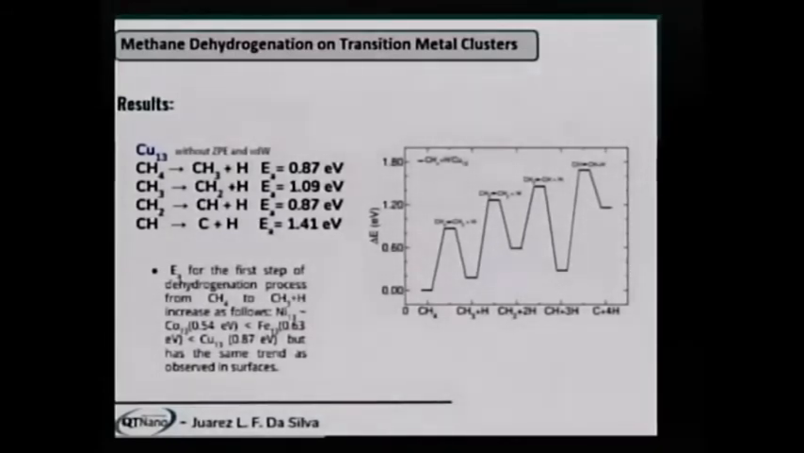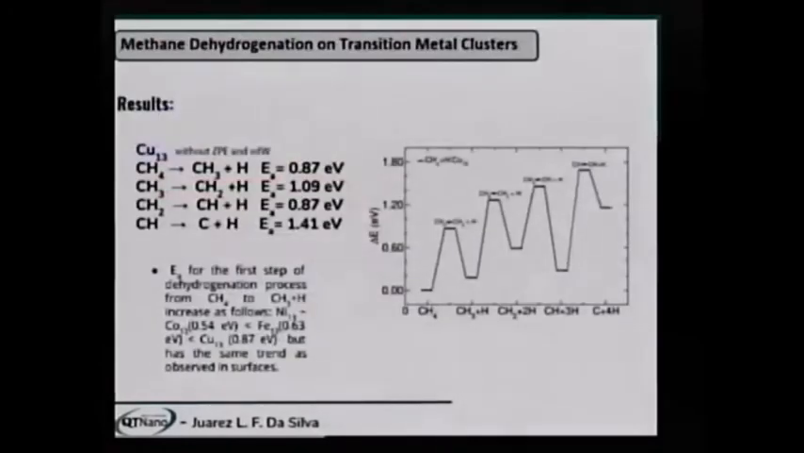We can see that from CH to C, the last step of the dehydrogenation process, there is a high energy barrier to the formation of carbon. This is also in agreement with the experiments, where on copper-based materials like surfaces, carbon deposition is formed. When you compare it to nickel, the energy barrier for nickel is pretty small. So these are some of our results.